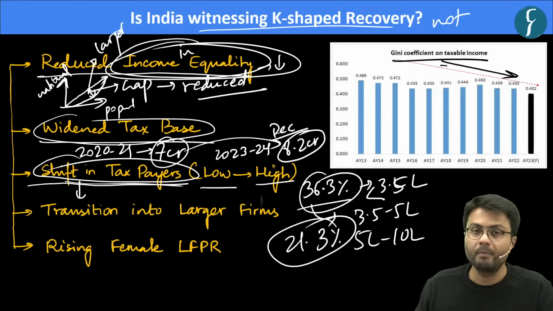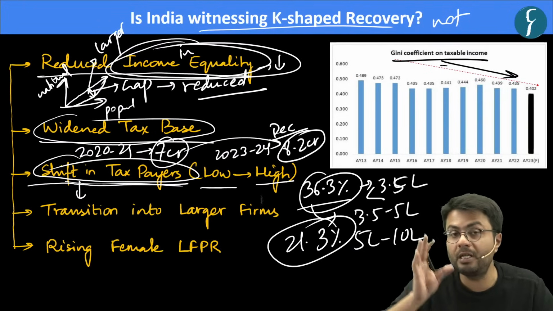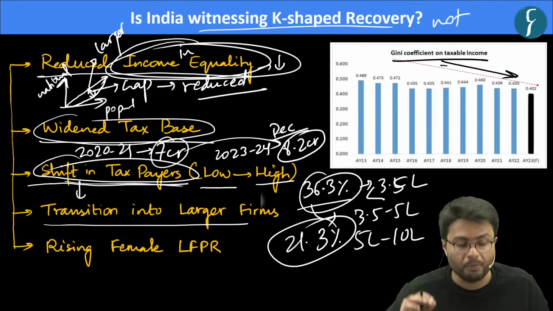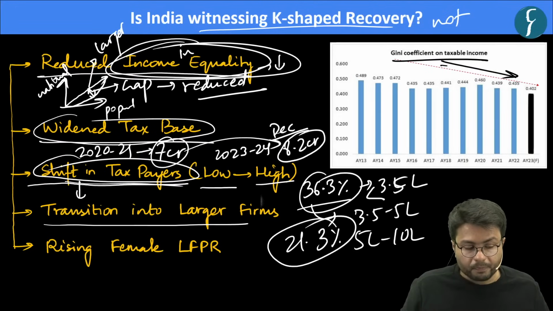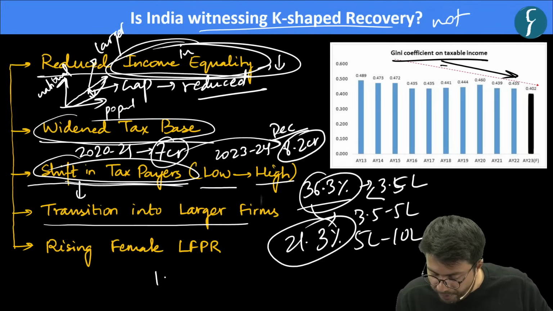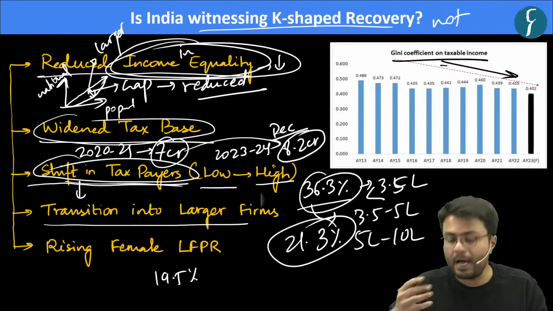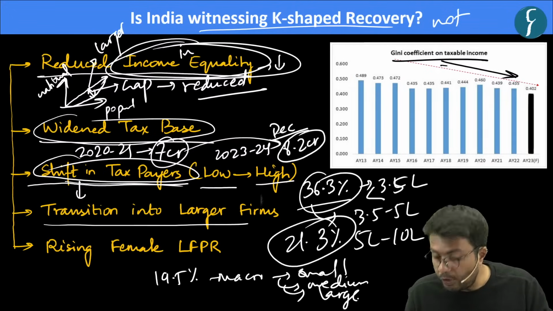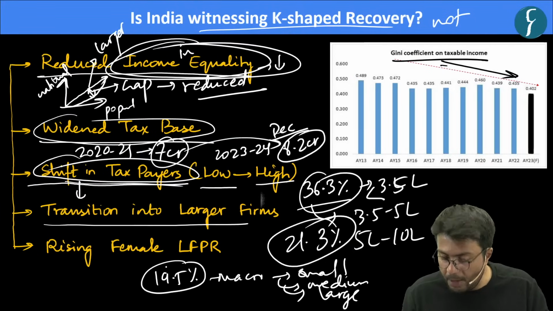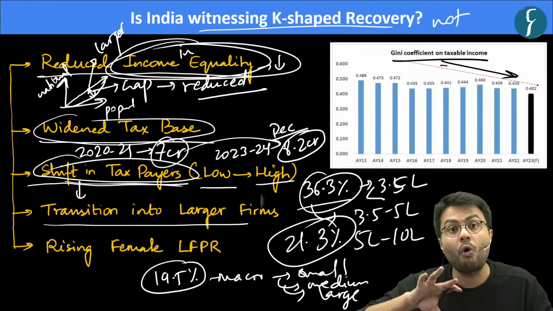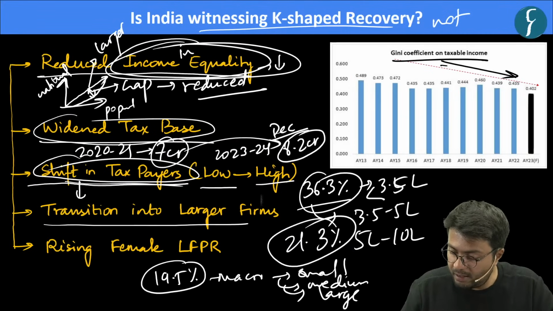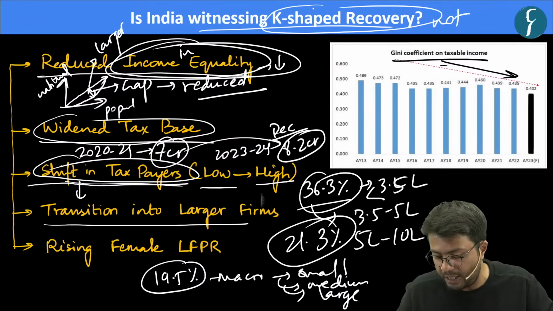it highlights that income inequality has actually reduced after the pandemic. Further, as far as companies or firms in India are concerned, these firms have also transitioned from micro to larger firms. For example, almost 19.5% of firms have moved from micro to small, medium as well as large firms. And this highlights that the total number of firms, or the nature of these firms, has also transitioned due to growth in the Indian economy. And this highlights that the nature of Indian recovery is not K-shaped.